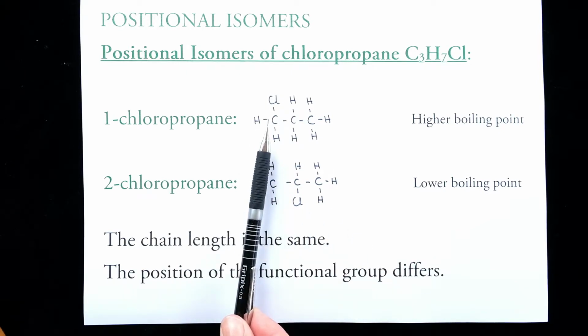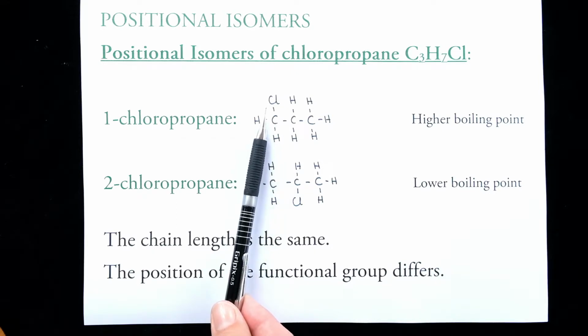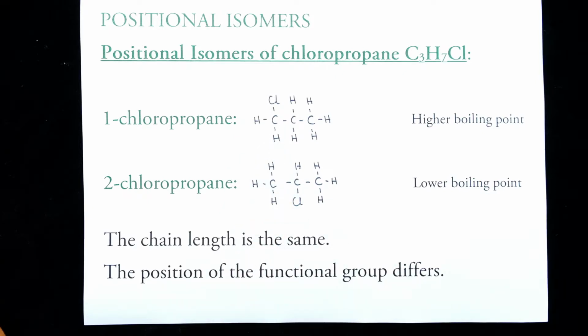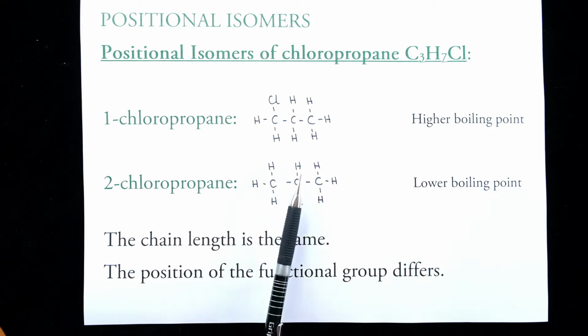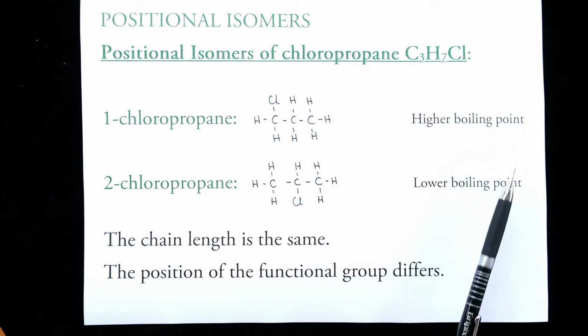Chlorine is on the end. It has a high electronegativity, so it will draw shared electrons towards itself. So this molecule will be slightly polar. In the second molecule, the chlorine is in the center, so it will be less polar. The more polar the molecule, the more the bonds will tend to be dipole-dipole van der Waals forces. So the dipole-dipole forces in this first example will be stronger than dipole-dipole forces in the second one. So the first one therefore has a higher boiling point than the 2-chloropropane.